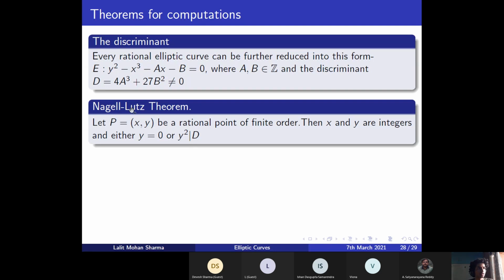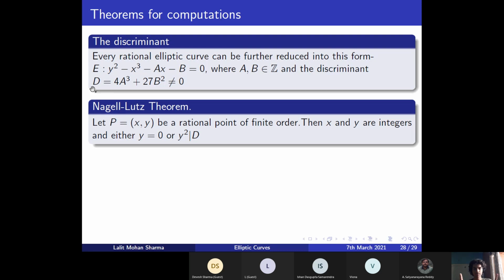Now we have this next theorem, which I don't know the pronunciation of. I think it's Nagel's, but I couldn't find the pronunciation of it. Nagel's theorem just says that if T equals (x, y) is a rational point of finite order, then x and y are integers, and either y is equal to 0 or y squared divides D, where D is just the discriminant.